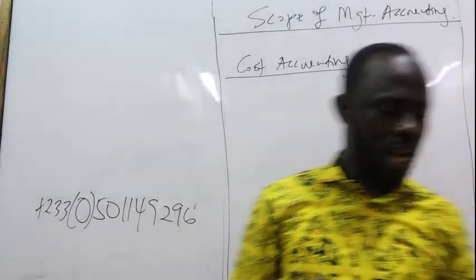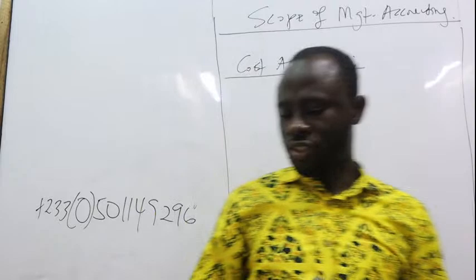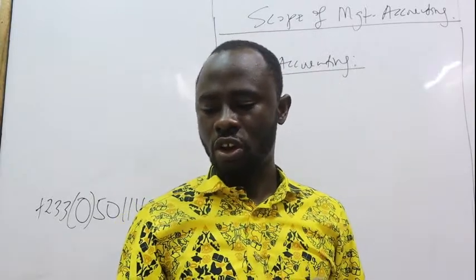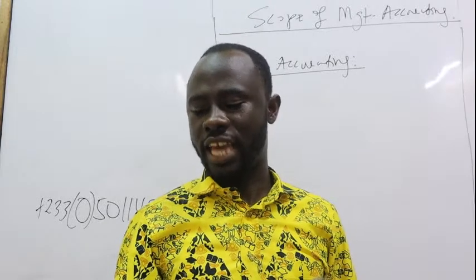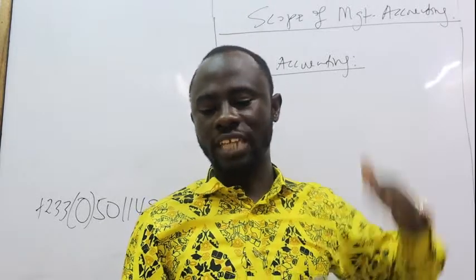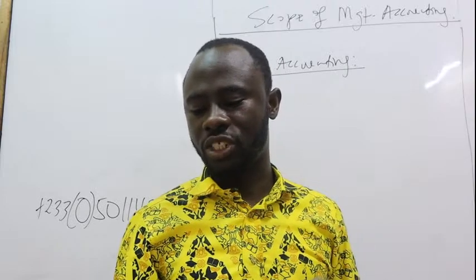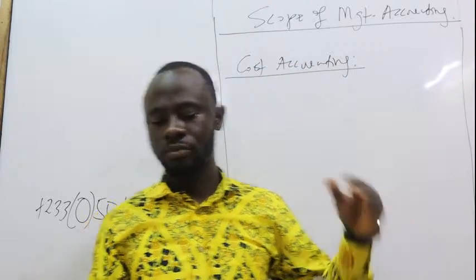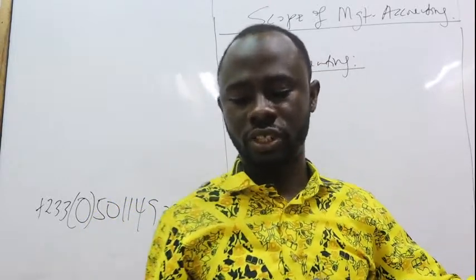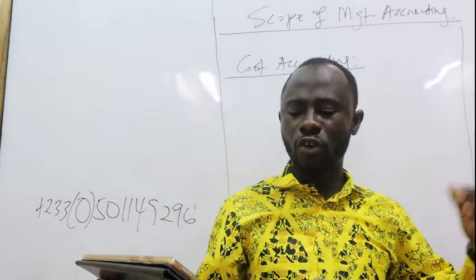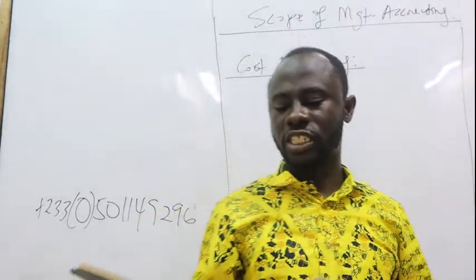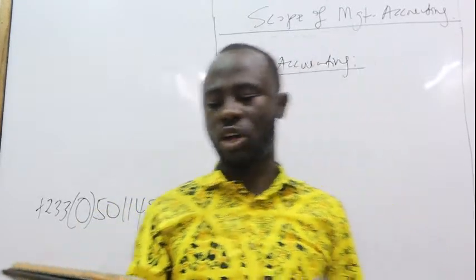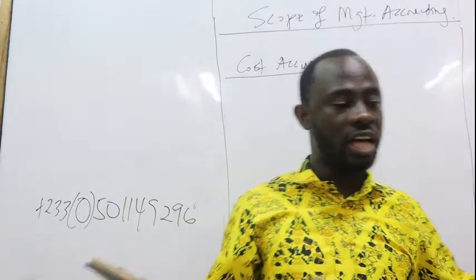Now, in simple language, we say that cost accounting refers to the process of accounting for cost from the point at which expenditure is incurred or committed to the establishment of its ultimate relationship with the cost centers and cost units. Let me take that one-liner again. Cost accounting refers to the process of accounting for cost from the point at which expenditure is incurred or committed to the establishment of its ultimate relationship with cost centers and cost units.